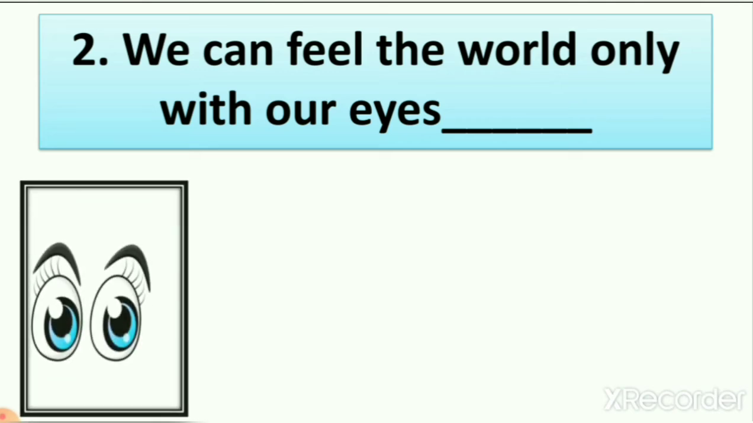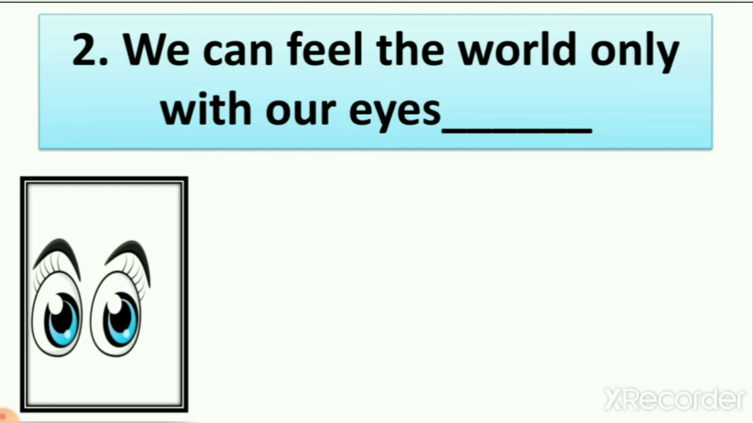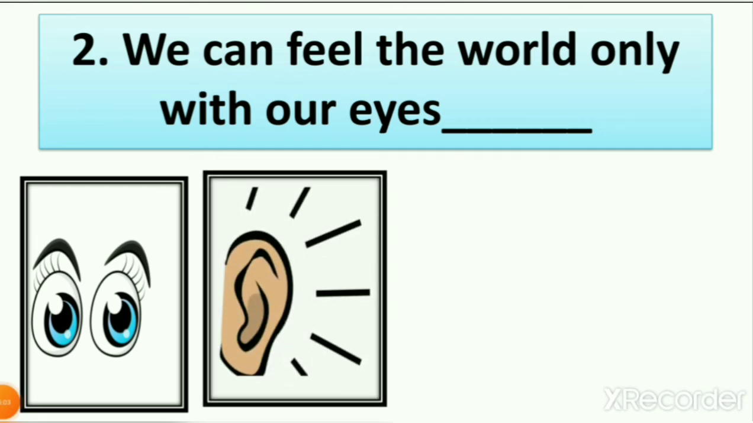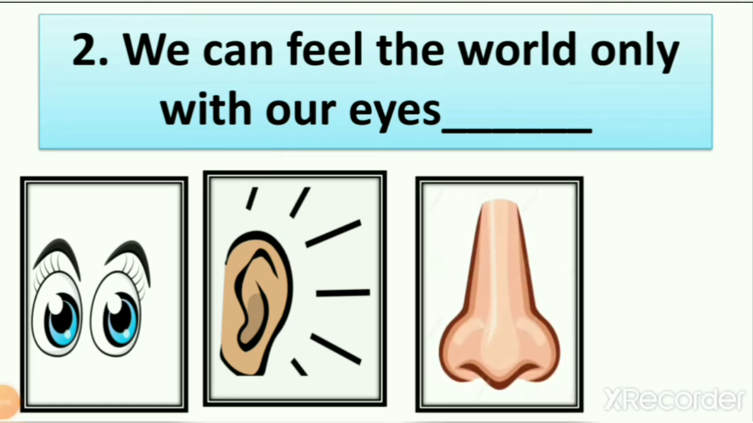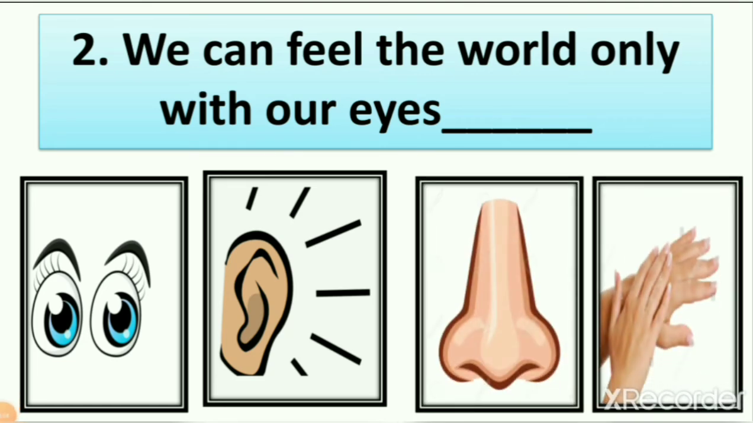So here you can see the sense organs. We have eyes, we have ears, then we have nose and skin. So these are 4 sense organs: nose, ears, skin and eyes, right? So we have one more sense organ, it is our tongue. It means we can feel the world around us with 5 sense organs. If we have only eyes, we cannot hear things. So we need ears to hear things, right? So it means we can feel the world only with our eyes is a wrong statement.